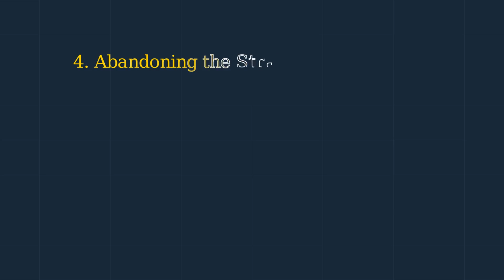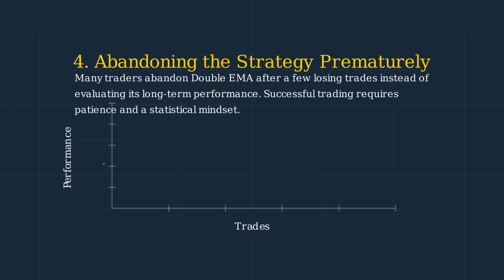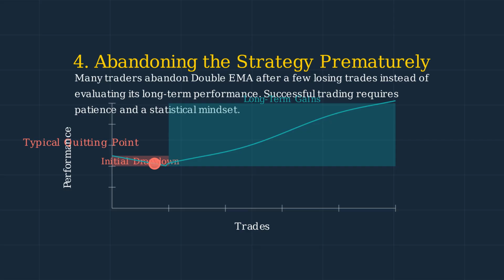The final common mistake is abandoning the double EMA strategy prematurely, often after experiencing a series of losing trades. Many traders quit during the initial drawdown period, precisely when the odds are about to turn in their favor. Successful traders evaluate strategies based on hundreds of trades, not just a handful. Taking a statistical view of your double EMA strategy allows you to see past short-term losses and focus on the long-term edge that a well-tested approach provides.